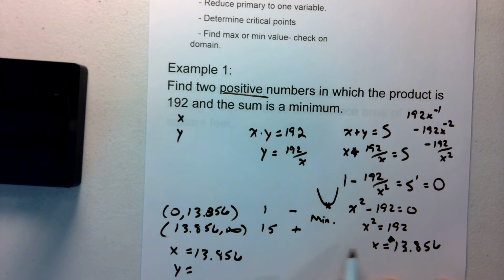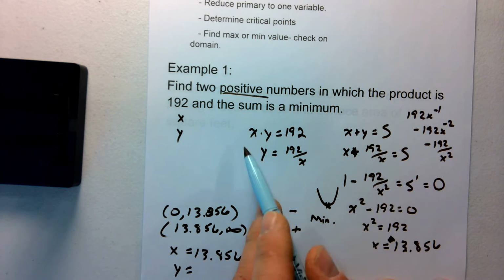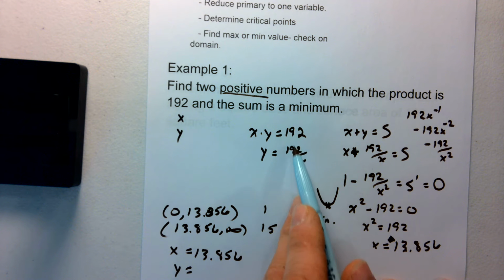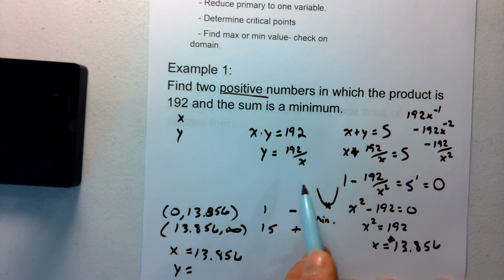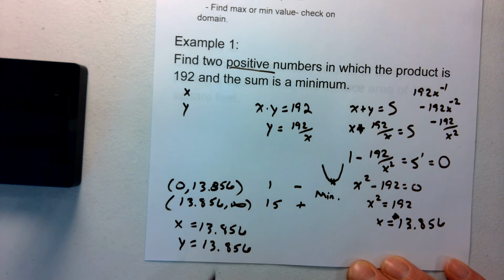If I take the x value and plug it in to x times y equals 192, or y equals 192 over x, if I take 192 divided by 13.856 in your calculator, you'll end up with 13.856 again. So the two numbers will actually be the same.